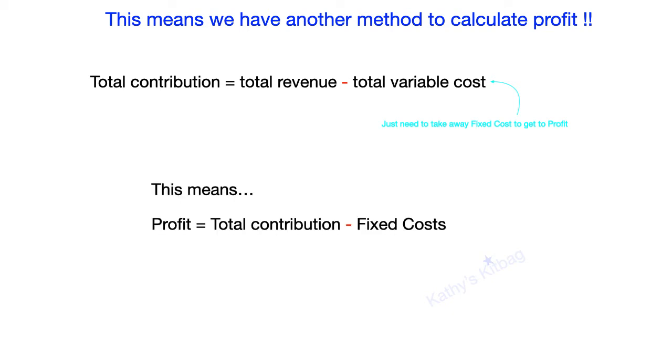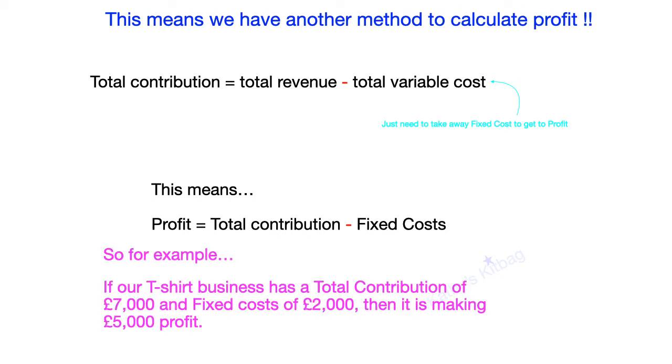So what this means is you can also work out profit by taking your total contribution and taking away the fixed costs. So going back to our t-shirt example, if they've got a total contribution of £7,000, fixed cost of £2,000, then our profit comes in at £5,000.